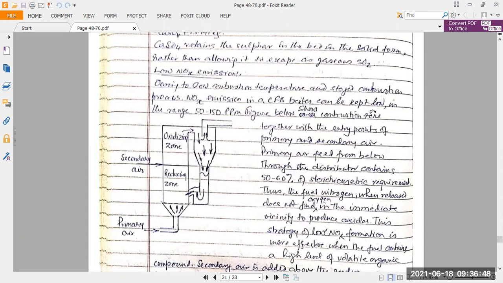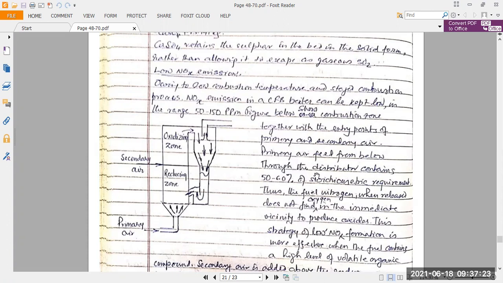Now, the figure shows the combustion zone, here and here, together with the entry points of primary and secondary air. Secondary air enters from here, and primary air is fed from below through the distributor. Through the distributor, the air is 50 to 60% of the stoichiometric requirement.